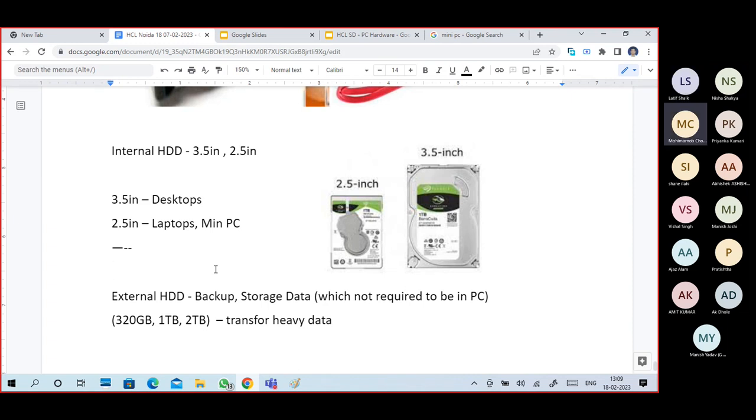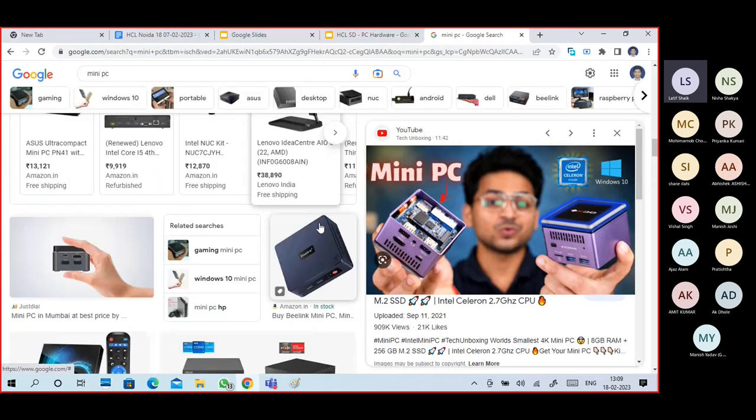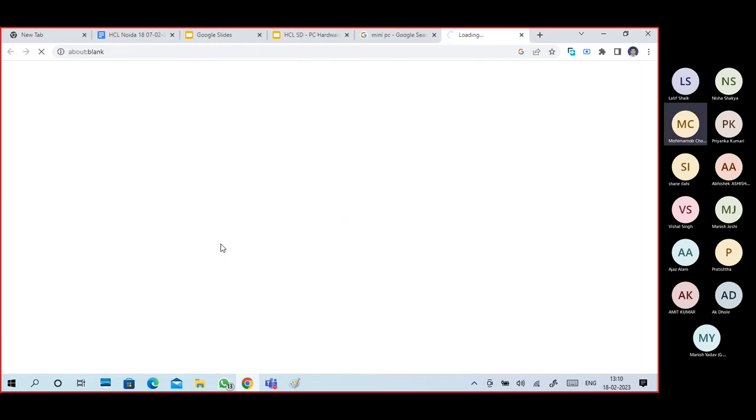We can change the RAM, I mean, if we want to add extra RAM. You can change RAM and you can change hard disk or SSD. Instead of hard disk, you can use SSD also. Okay. Very new one, I don't know, it is a new kind of stuff, this one. Yes, I didn't see it earlier.